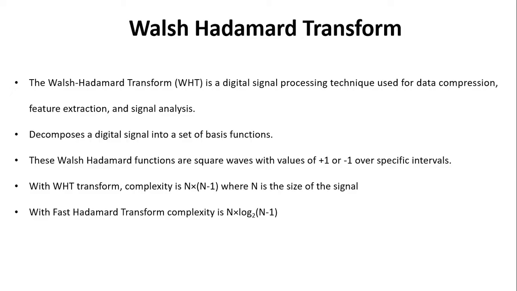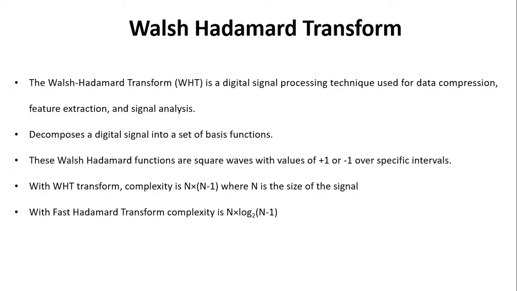These Hadamard functions are square waves with values of +1 and -1 over specific intervals. With the WHT transform, the complexity is n into n-1, where n is the size of the signal. I have already published a video on the Hadamard transform and solved the problem for one-dimensional and two-dimensional, and mentioned what the complexity is, that is, the number of additions when we are dealing with the signal. But with the fast Hadamard transform, the complexity is reduced to n into log2 n-1.